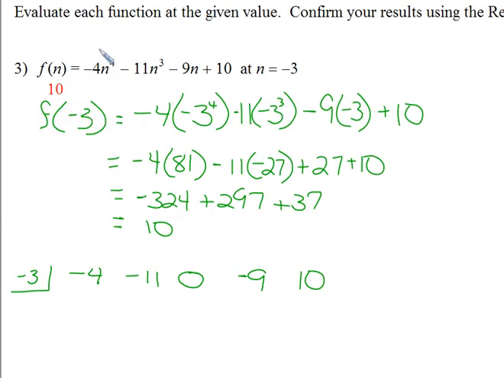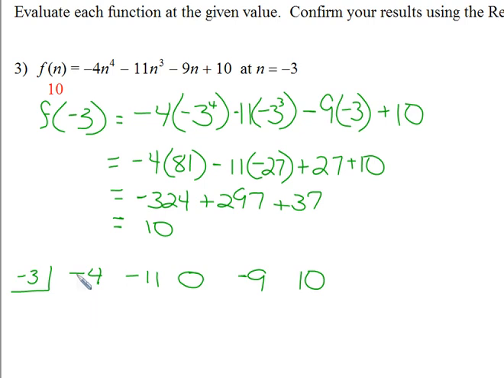In number 3, we had to confirm that the evaluation at negative 3 was equal to 10 using the remainder theorem. So the first thing I did was I ran the negative 3 through this function. As you can see, these numbers became very large, and it did take a little calculation to get the final answer of 10. With synthetic division, however, it can make this process very simple.